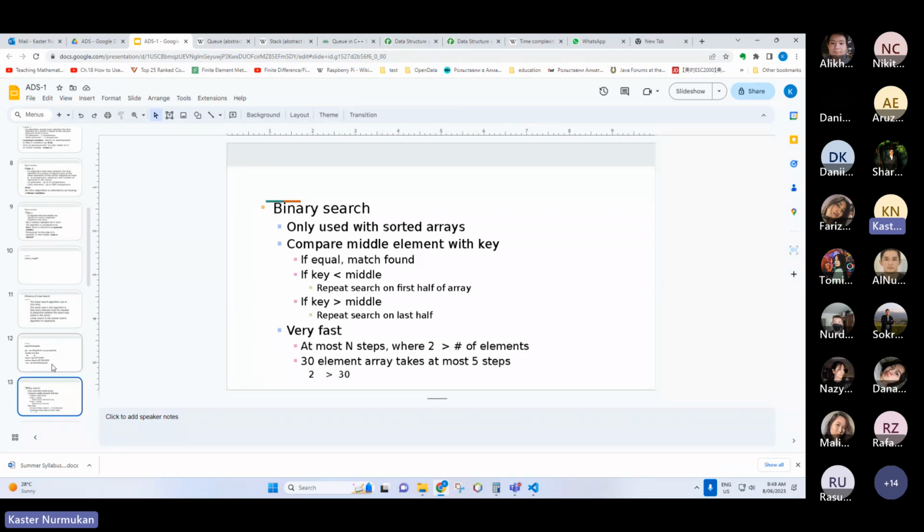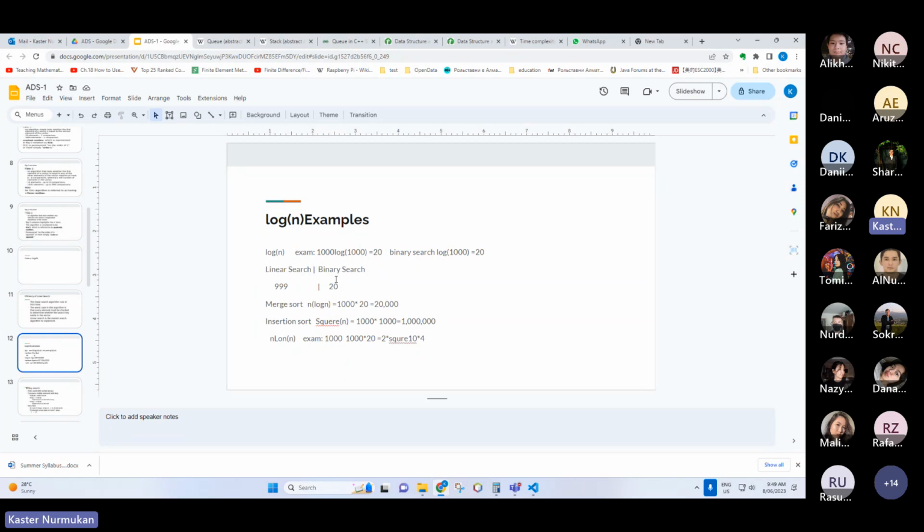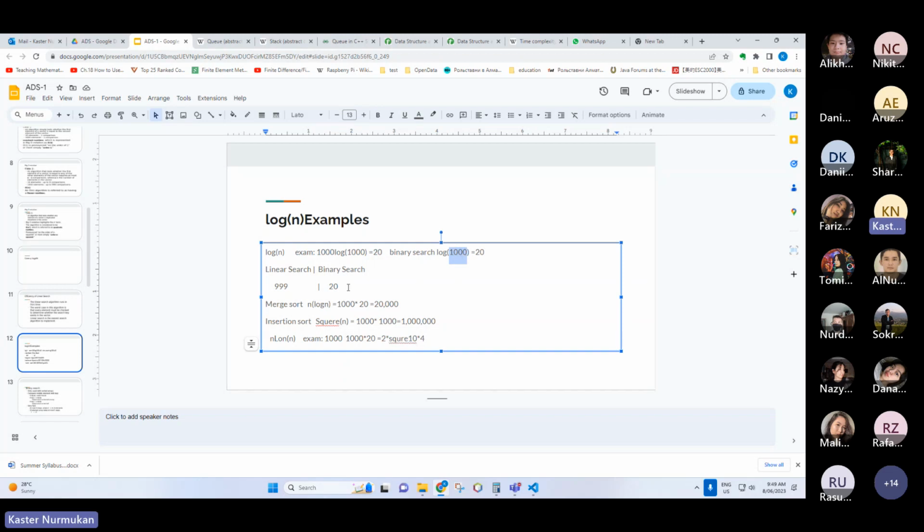Binary search, as I said, is much faster. It's a search, by the way. There is a relationship between search and sort, which we will talk about later. But binary search, as you can see, is log n time complexity. It means using binary search on 1,000 elements, I will spend only about 20 times to find the element.